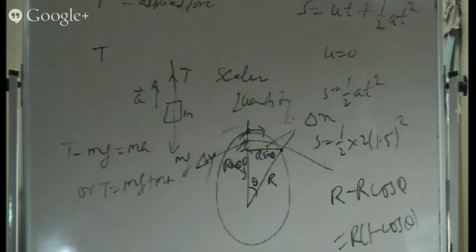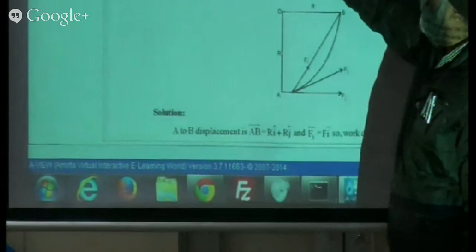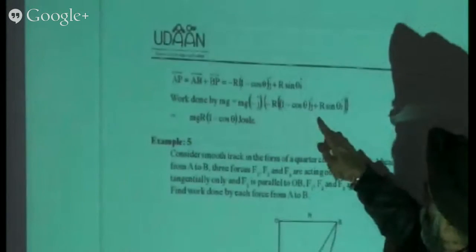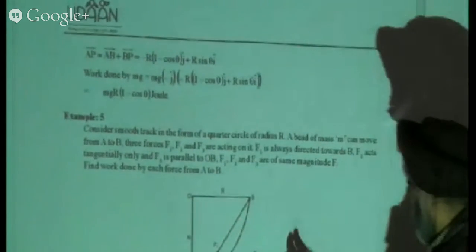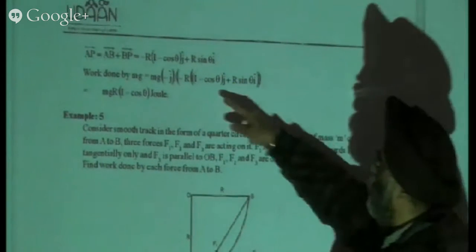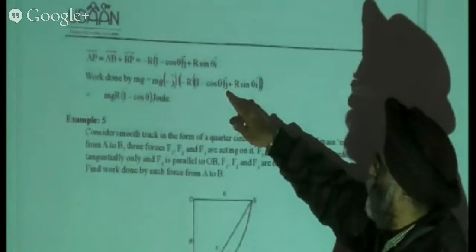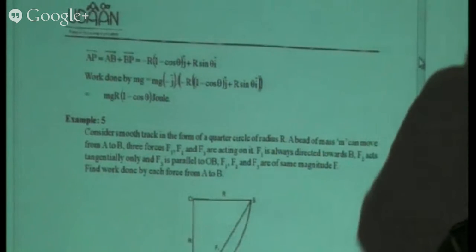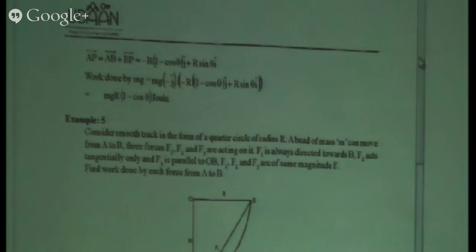So work done by mg is mg into minus j, because the force is acting vertically down, dot, I should have written this, R sine theta i, the x component, plus minus R into 1 minus cos theta j, right? Because the mass, when it slips down from the circle, its y component decreases, although its x component increases.